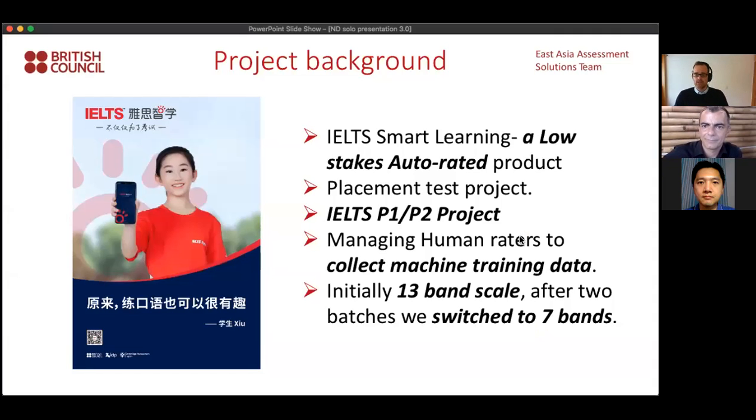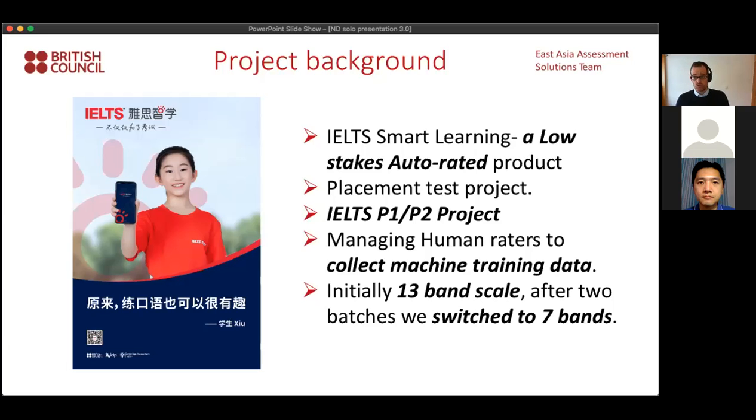For the past 2 years, my colleagues Trevor Breakspear, Jan Langerslag, and myself have been working with the IELTS partners on the IELTS Smart Learning ISL application. This AI-powered low-stakes assessment application aims to give fine-grained feedback to middle and high school students in China to help them improve their spoken English.